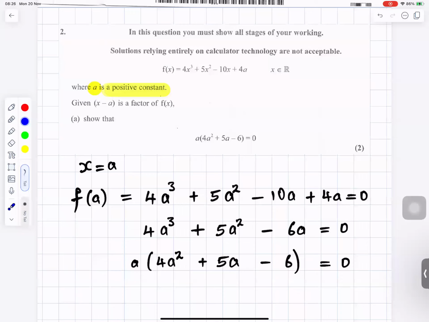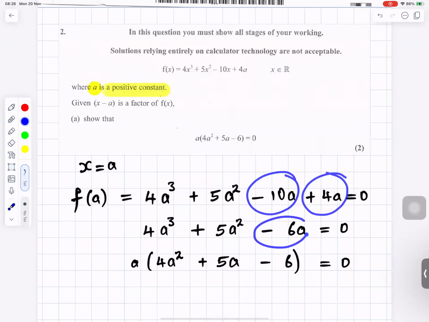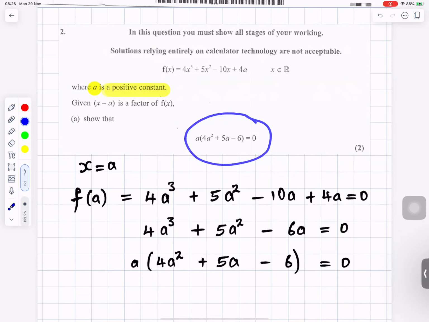Now you want to collect like terms. Minus 10a plus 4a. Minus 10 plus 4 will give you minus 6. 4a cubed plus 5a squared minus 6a equals 0. Now you look at the answer because you want to get to that answer. You notice there is a 4 in there and a 5. So you want to factorize a out of the bracket, and then you're left with the answer there. 2 marks.